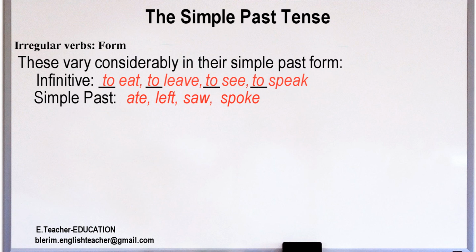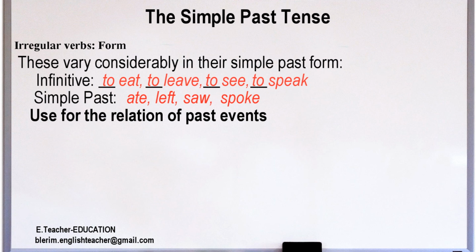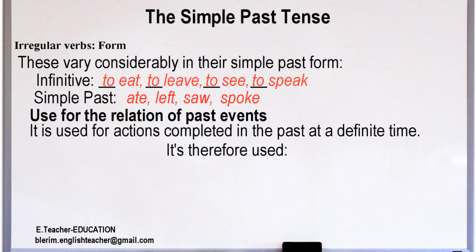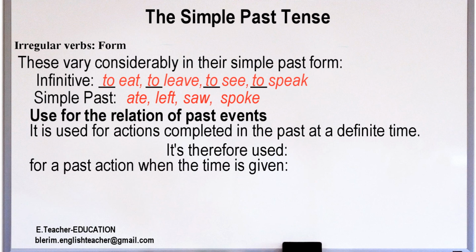There are numerous tables, lists of the regular and irregular verbs. You have the chart and it doesn't change. Next, when we use past simple: use for the relation of past events, and it is used for actions completed in the past at a definite time. It is therefore used for a past action when the time is given.